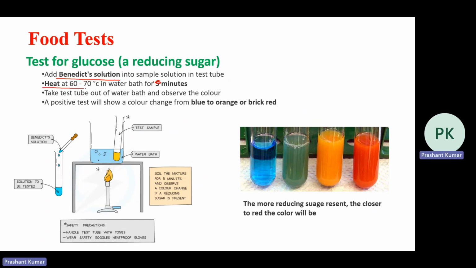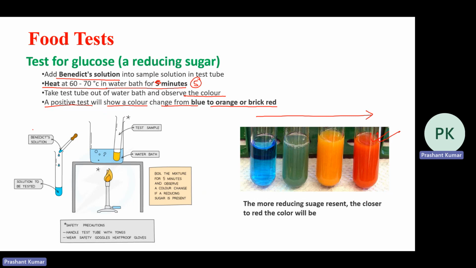Then you have to heat this solution for 5 minutes. For temperature, you can write 60, 70 or 80 degrees Celsius for 5 minutes. Then you have to see the change in color. A positive test is shown by a color change from blue to orange or brick red. In the beginning it will be blue, then slightly greenish, then orange, and then red or brick red. When you get brick red color, it is a positive test. If we are not getting any color change, it is a negative test.